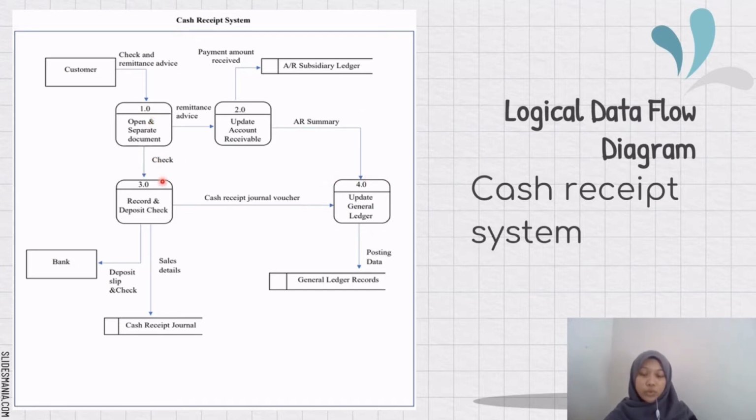Meanwhile, the check will be sent to the record and deposit check process, and then the check details or the sales details will be recorded in the cash receipt journal. And then the process will prepare the deposit slip and send it with the check to the bank. And then the cash receipt journal voucher will be sent to the update GL process, and then this process will post all the data in the GL records.